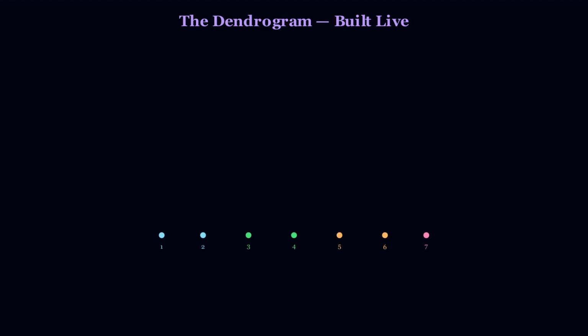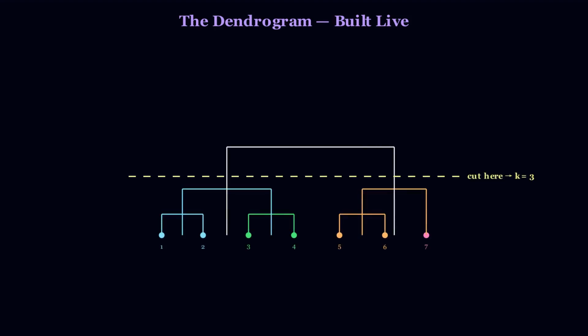Here's the dendrogram building itself, merge by merge. Low merges at the bottom, nearby points joining early. Tall merges at the top, distant groups finally connecting. To choose K, draw a horizontal line across the tree. Count the vertical lines it crosses. That's your K. No elbow curve needed. You see the structure directly.